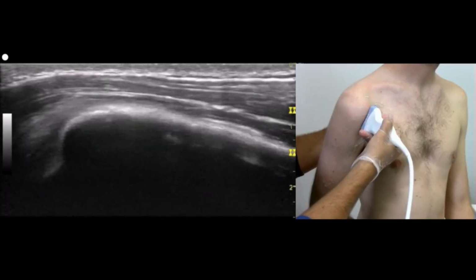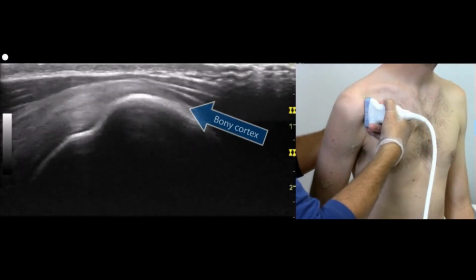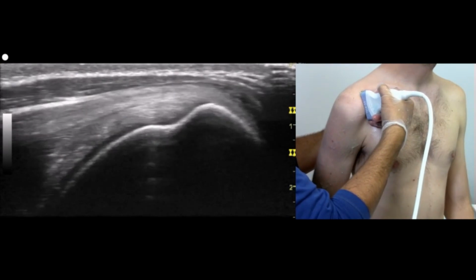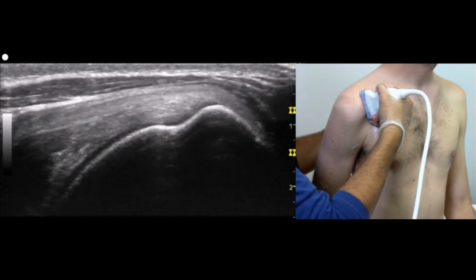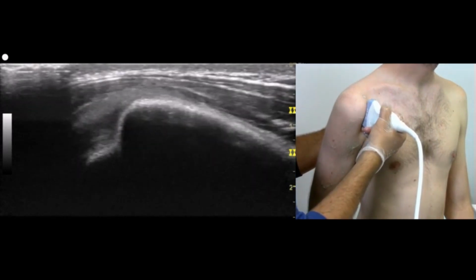After getting the probe right over the position of interest, the operator should scan along the long axis of the bone, observing the bony cortex and appreciating its continuity throughout the length of the structure. Use the unaffected contralateral limb for comparison if required.